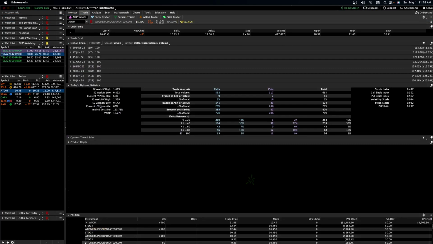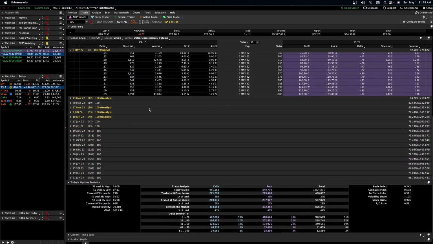Okay, so Atomera's options. So take a look at Atomera here. So this is from Friday. Their total calls on Friday were 538. Their total puts were 117 for a total of 655 contracts traded on Friday. Versus Tesla on Friday had 955,000 calls, 849,000 puts, for a total of 1.8 million contracts traded on Friday. Okay, so you can see the difference in the liquidity there.